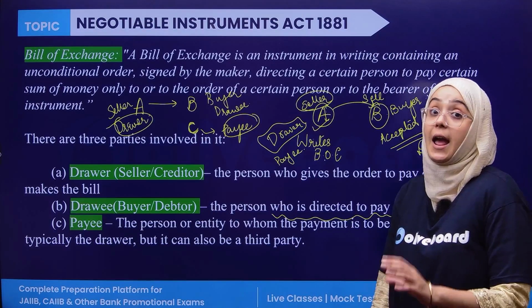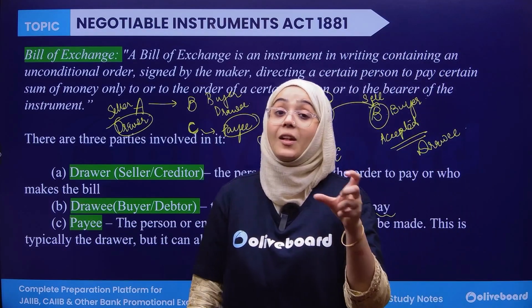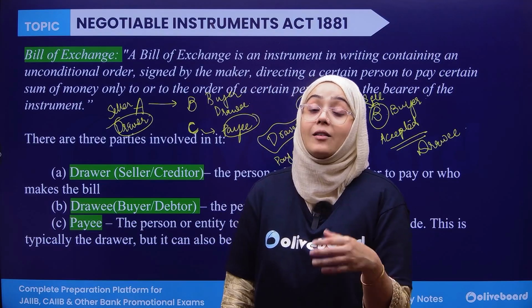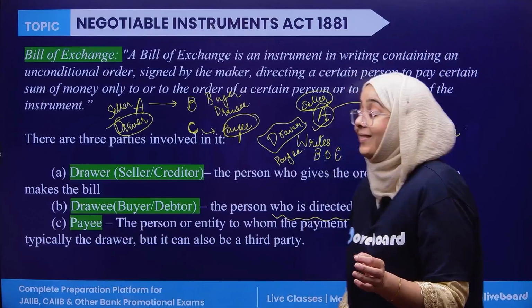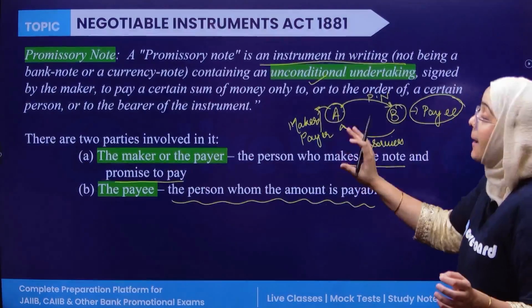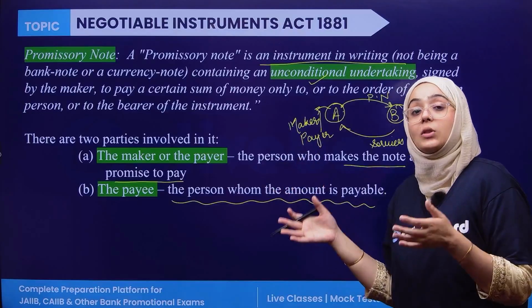In a bill of exchange and in a promissory note, a promissory note is a promise, and a promise is from which side? A promise is made by whom? By the maker or the payer to the payee.